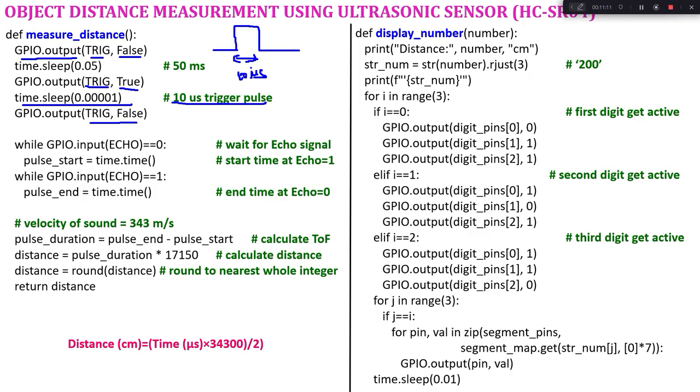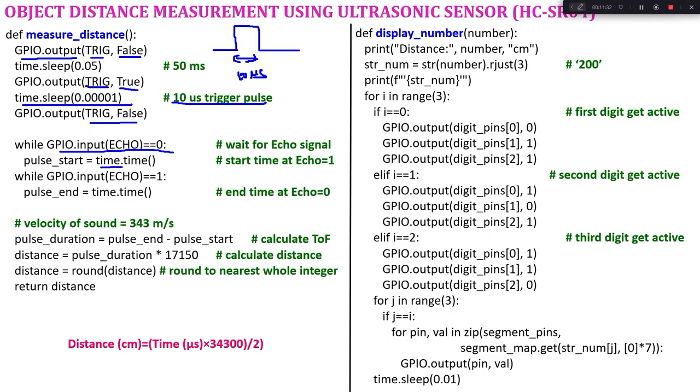After generating this pulse, what will happen? The echo signal will turn on. So we are going to check whether the echo signal has turned on. Until it becomes on, I am going to remain in this while loop. If the echo signal is 0, I am going to remain here. Once the echo signal is 1, what happens?